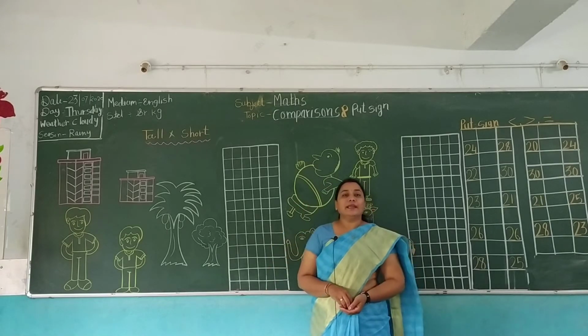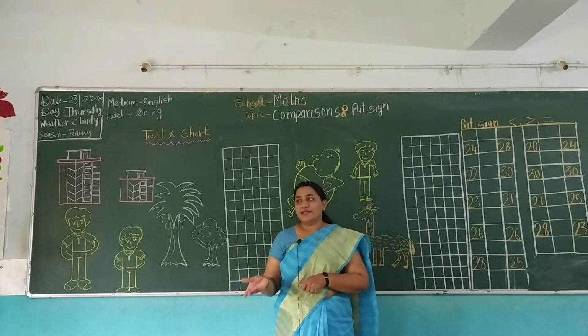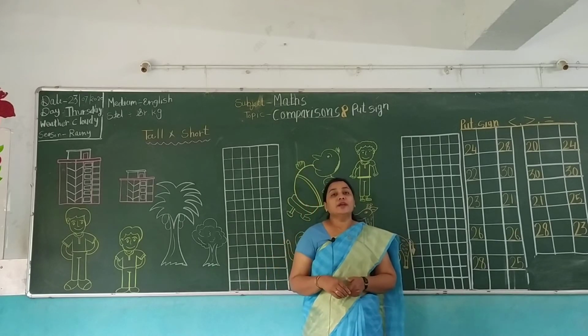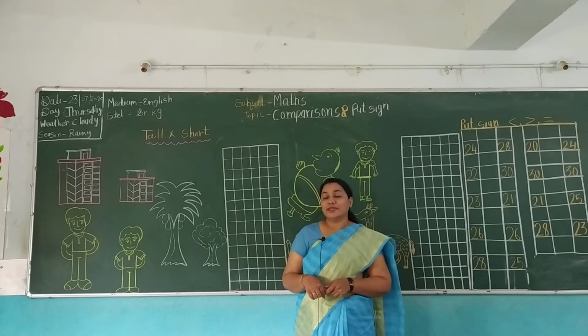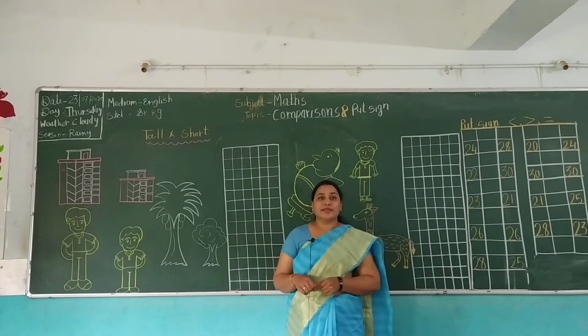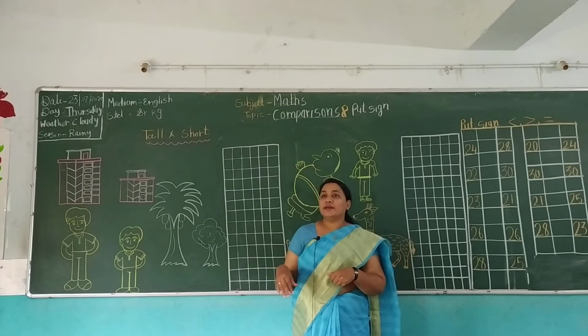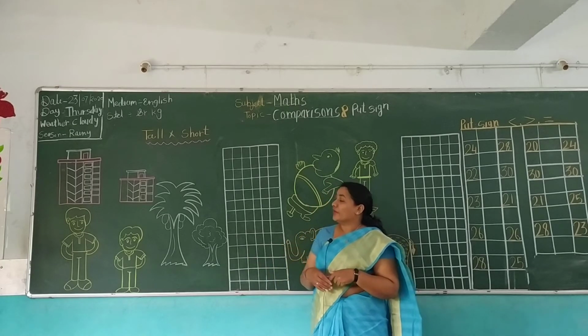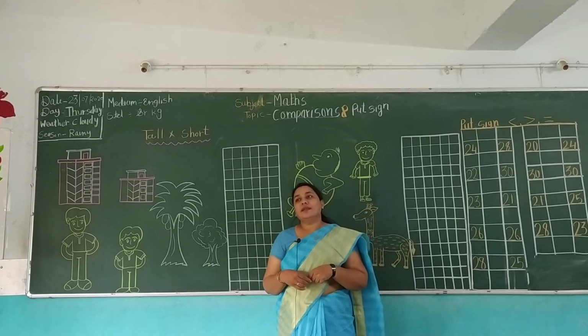Before comparison, let me tell you the date, day, weather and season. Which date is today? Today is 23 July 2020 and the day is Thursday. Which day is today? Thursday. How is the weather outside? The weather is cloudy. And which season is going on? The rainy season is going on.